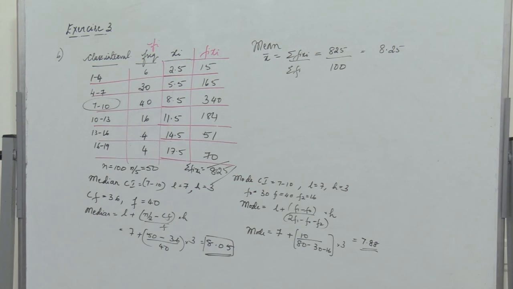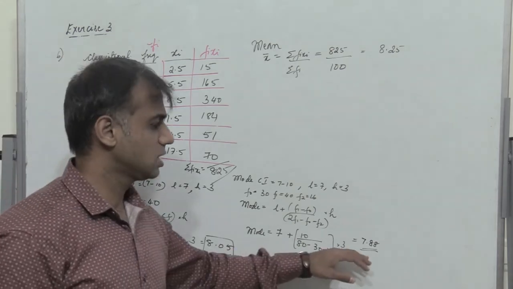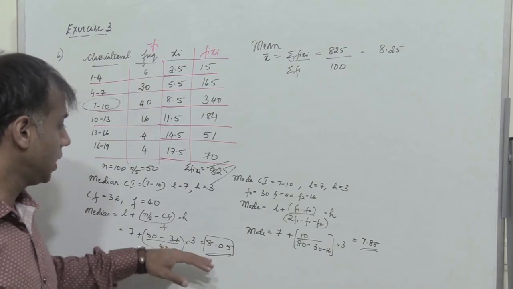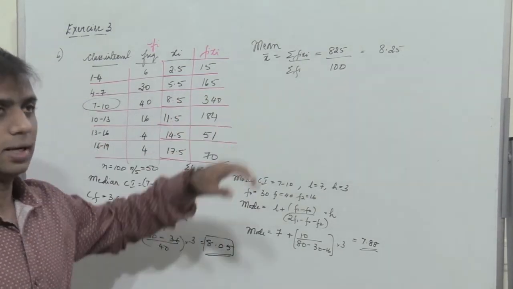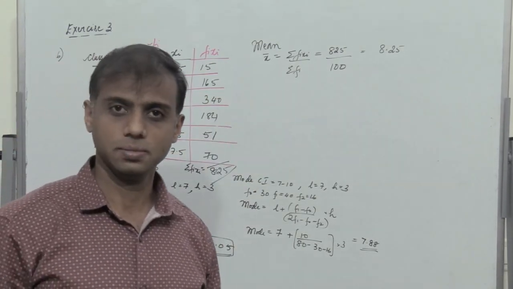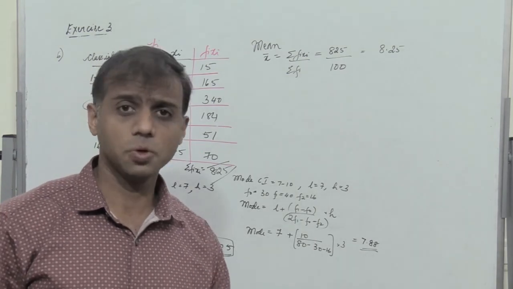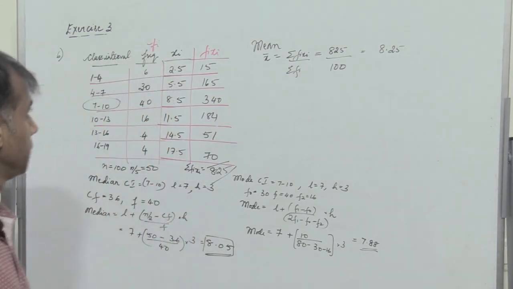So again, what do we observe? The mean, median and the mode values are more or less similar. They are very close to each other, isn't it? The mode value is 7.88, the median value is 8.05, and the mean value is 8.25. Right? So now let's move on with the last problem given in the third exercise.